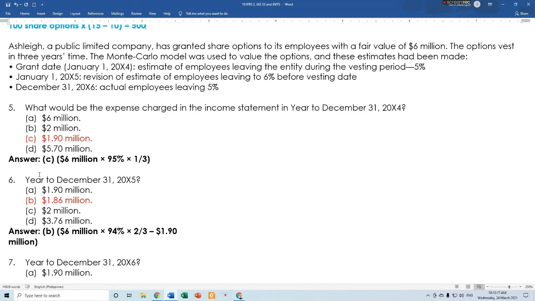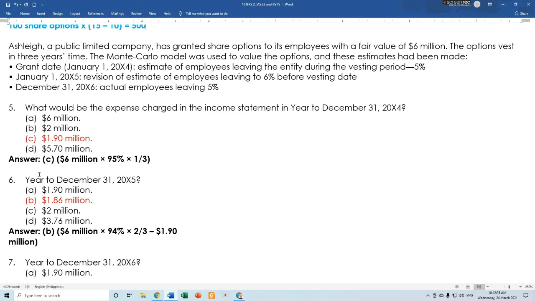Okay. So, the fair value of 6 million, is that based on something? Based on our Monte Carlo simulation. So, wala na tayong paproblemahin. Yan na yung fair value. Ang magbabago na lang dyan yung mga non-market based measurements such as yung turnover ng employees.